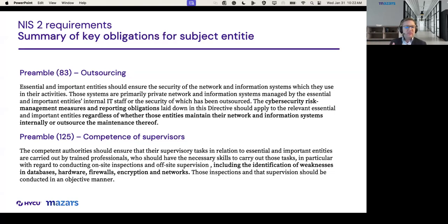So why I was pointing out the competence of supervisors here, because it's not going to be really important to you guys. You guys are not going to supervise. You guys are going to be answering to the supervisors. These are going to be your inspectors. But it is hinting that this will be a technical requirement, that this is not going to be just a check off of like, hey, is there a policy?